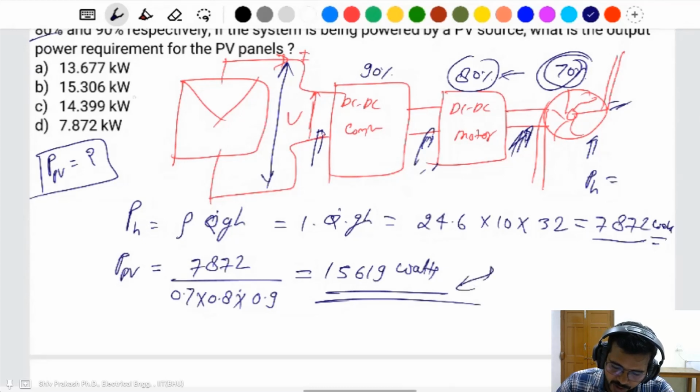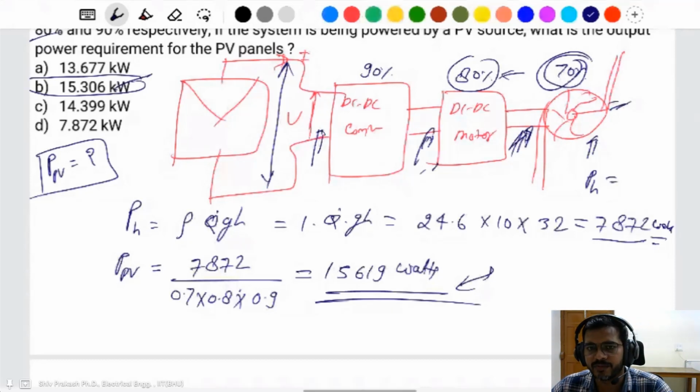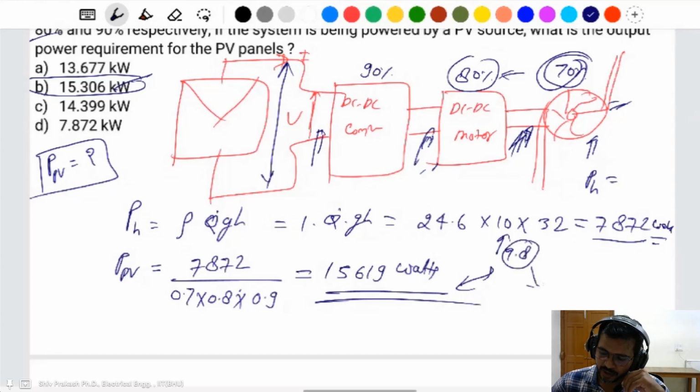This will be approximately 15.6 kilowatt. But for the simple calculation, I will take g directly as 10. If you take 9.8, then you will find 15.306 kilowatt.